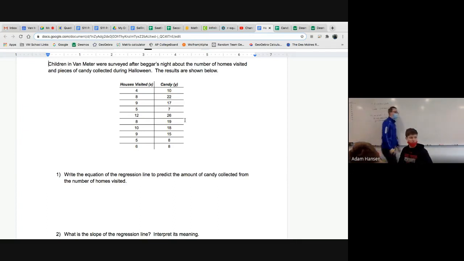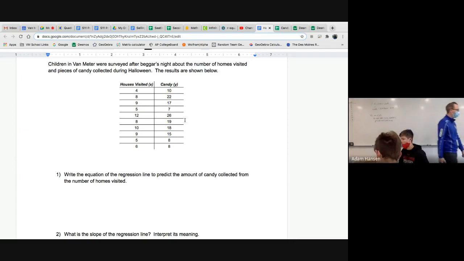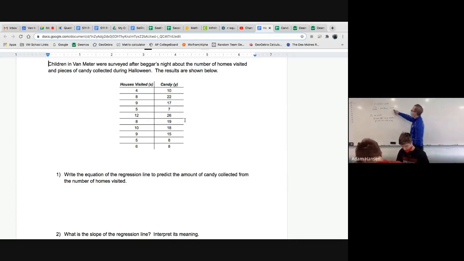There's some variability. Maybe on one house you did really well and got like 4 or 5 pieces of candy. Maybe you went to a house where you only got 1 piece of candy. There's some variability, but on average, about 2.24 pieces per house. The y-intercept is the other number, the negative 2.05.